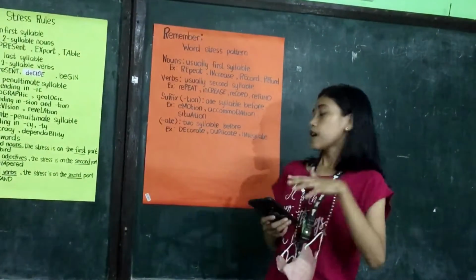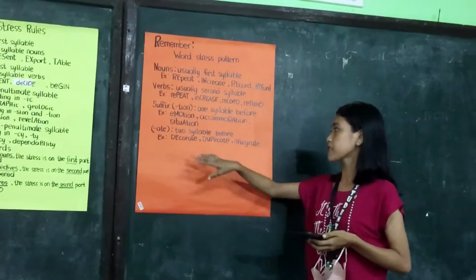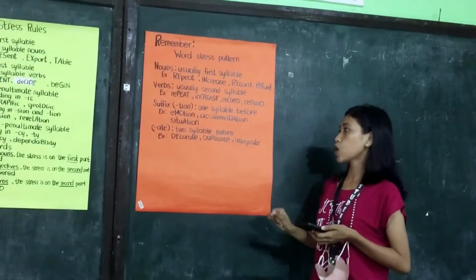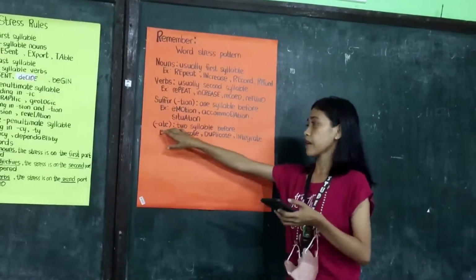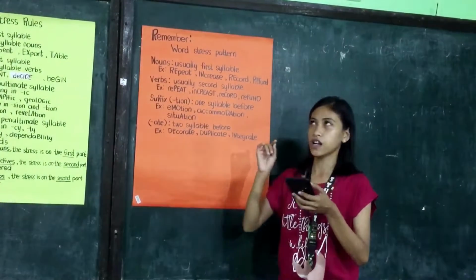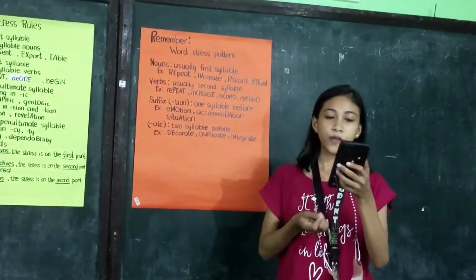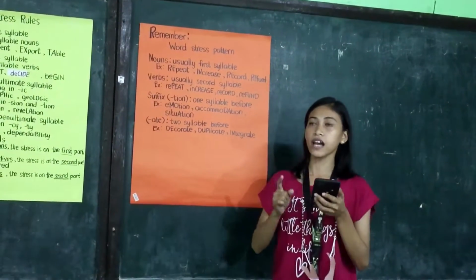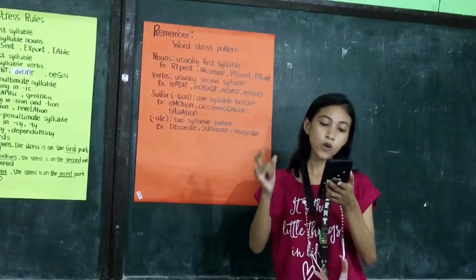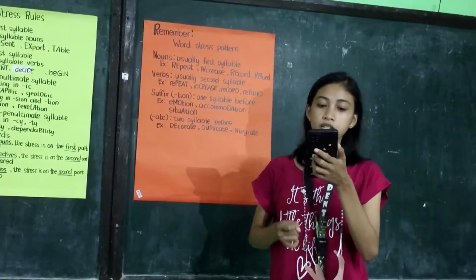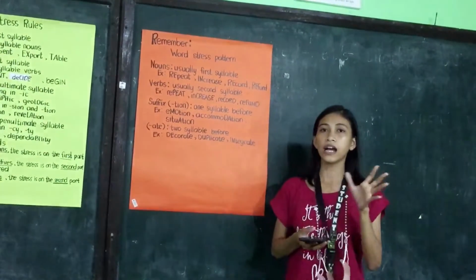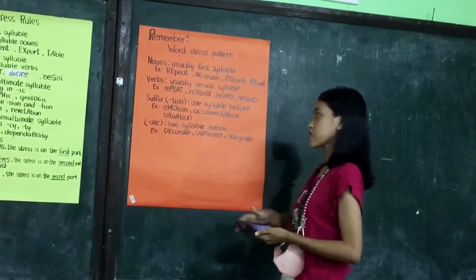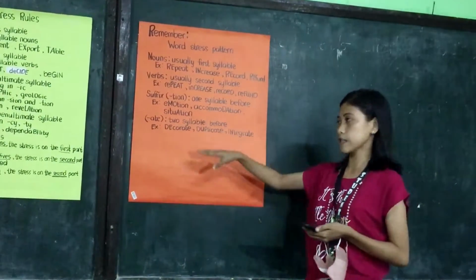Again, the second rule is the 2 syllables before the suffix. So aside from -ate, there is also -cy, -gy, then -fy. Those are the other suffixes under the 2-syllable rule.